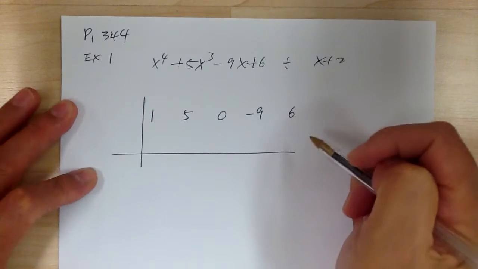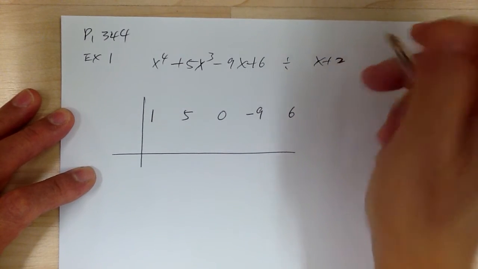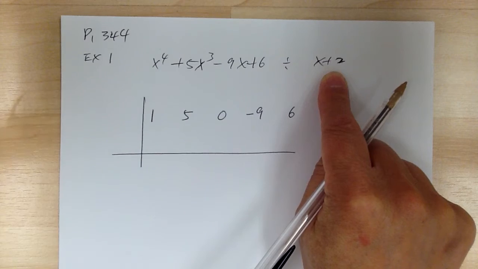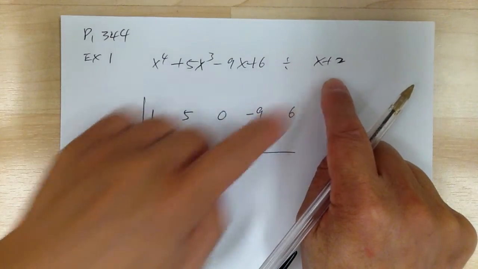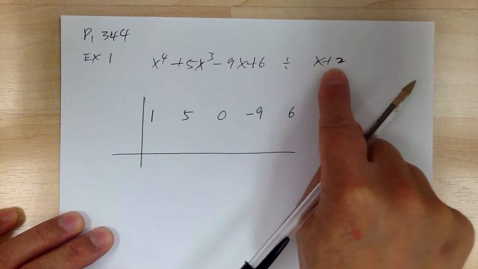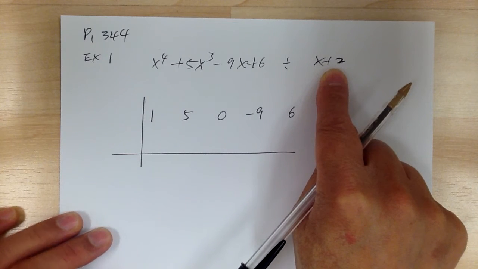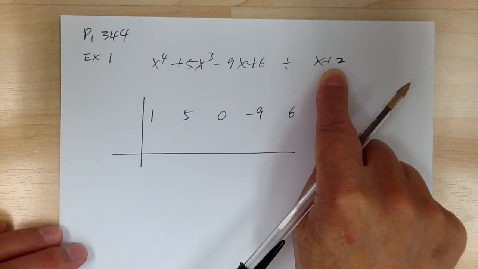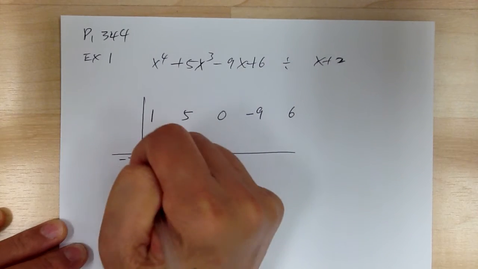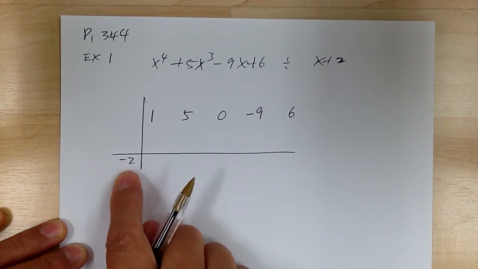Divide. And again, remember, you have to take the opposite. The reason you take the opposite is not only that it's easier to do, but also that you're looking for the root. If you set this equal to 0 and solve for x, you get x equal to negative 2. So that's where the negative 2 came from. This is actually your root.